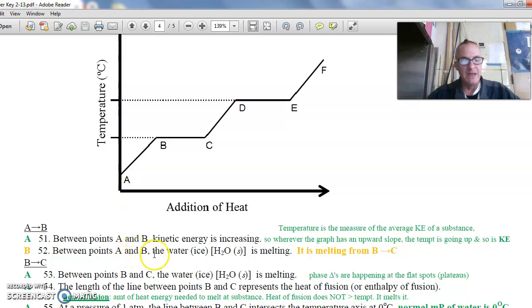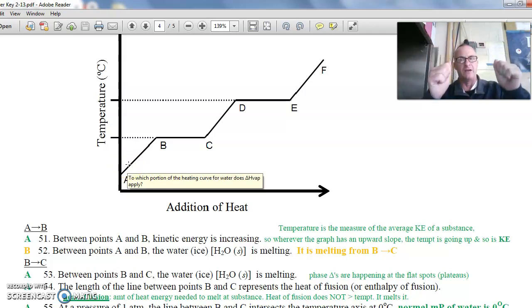Between points A and B, here's points A and B, the water is melting. No, between A and B, the molecules are moving faster and faster and faster. It's not until we get to point B that the melting begins. So for a substance to melt, first of all, it starts as a solid. The solid is held together in a rigid, regular repeating pattern. Between A and B, the molecules are going faster and faster. They begin moving fast, but they are staying in place. They're not going anywhere. Eventually, they are going so fast that they cannot stay in place anymore.